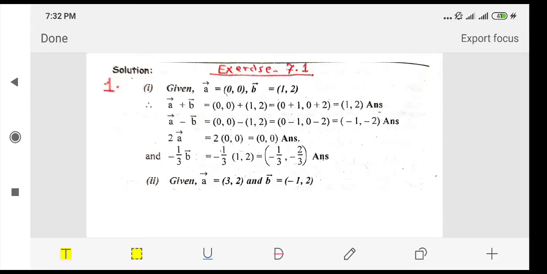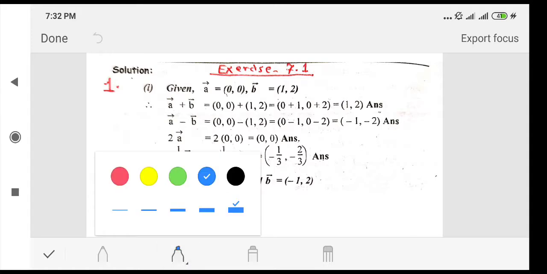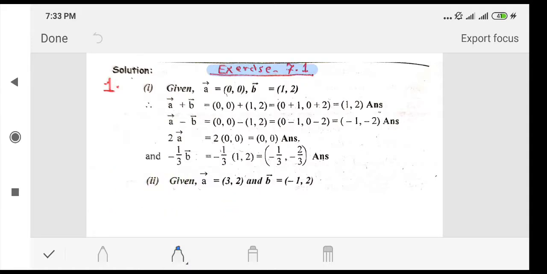In my previous video I gave you some basic definitions as well as some basic rules to work out vector and vector related questions. Now we are going to enter our first exercise, 7.1 of basic mathematics.